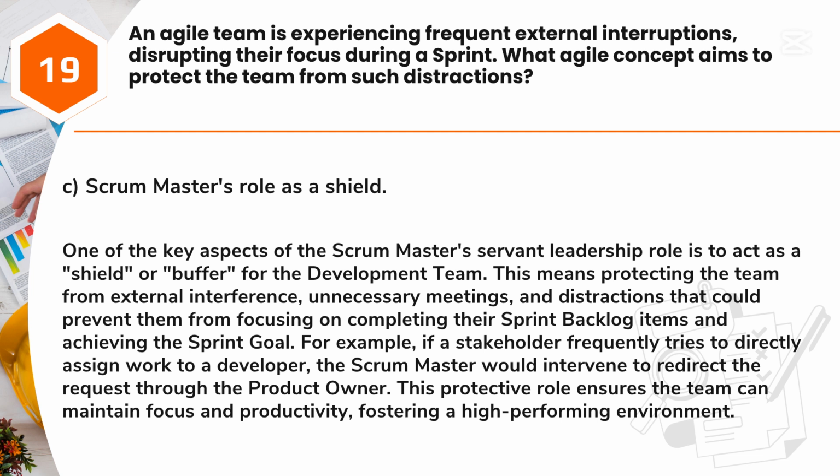For example, if a stakeholder frequently tries to directly assign work to a developer, the Scrum Master would intervene to redirect the request through the product owner. This protective role ensures the team can maintain focus and productivity, fostering a high-performing environment.